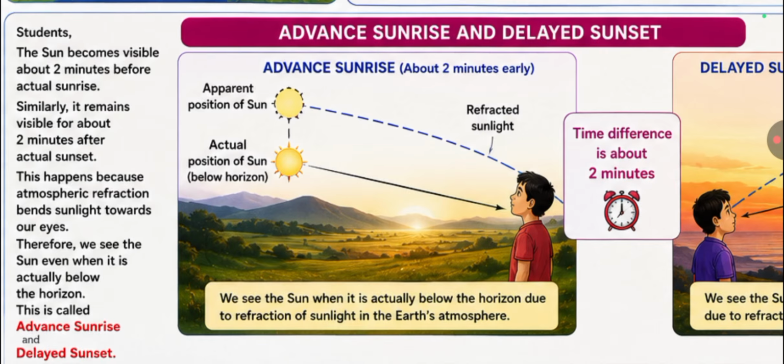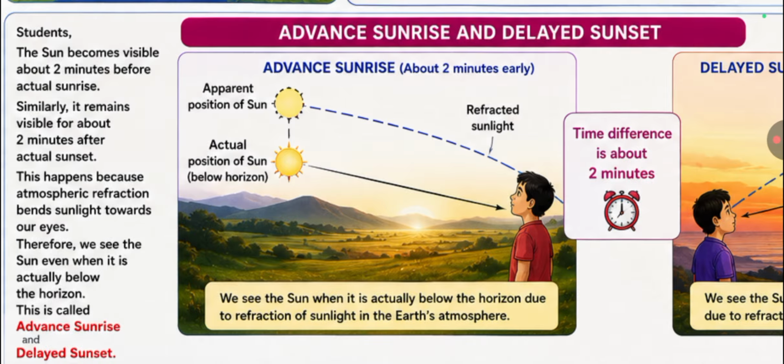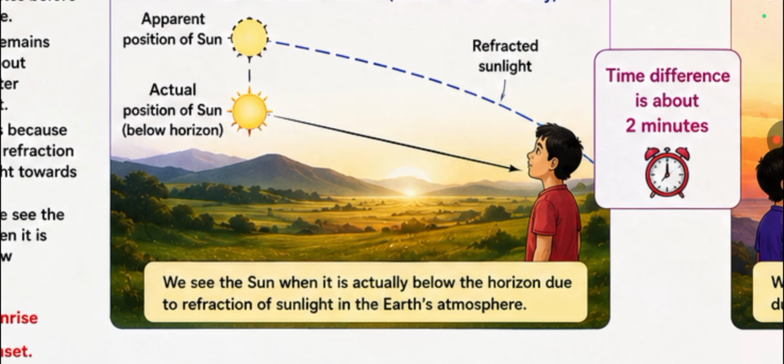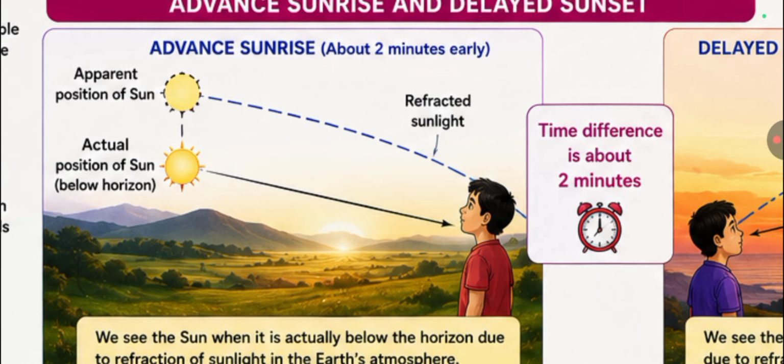Here we have to see in this picture. Advanced sunrise is about 2 minutes early. Here, the actual position is below the horizon, but the apparent position of the sun is above the actual. So the refracted sunlight comes, and we see it 2 minutes early. We see the sun when it is actually below the horizon due to refraction of sunlight in the Earth's atmosphere. Here, the time difference is about 2 minutes.